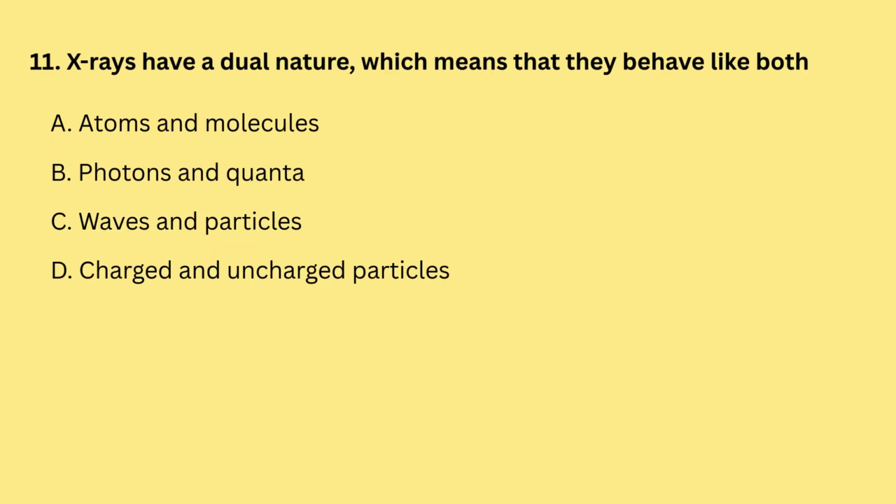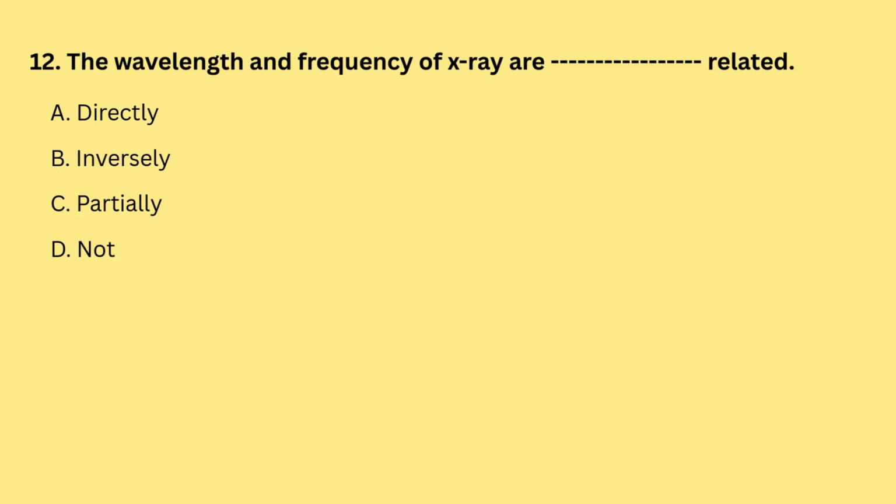Number 11. X-rays have dual nature, which means they behave like both A. Atoms and molecules, B. Photons and quanta, C. Waves and particles, D. Charged and uncharged particles. Answer is C. Number 12. The wavelength and frequency of X-rays are dash related. A. Directly, B. Inversely, C. Partially, D. Not. Answer is B, inversely related.